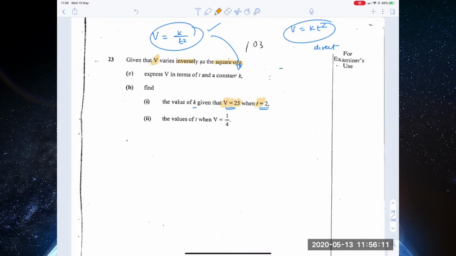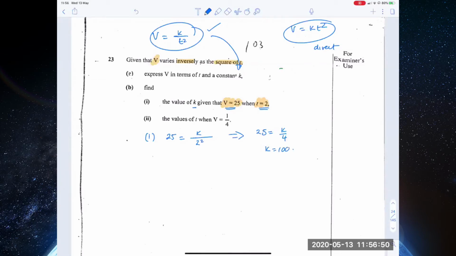So what do you do now? Substitution. Okay, so let's say part 1. 25 is equal to K over 2 squared, and 2 squared is what? 4. Okay, so basically 25, I'm going to cross multiply. K is equal to 100. K is 100. Well done.